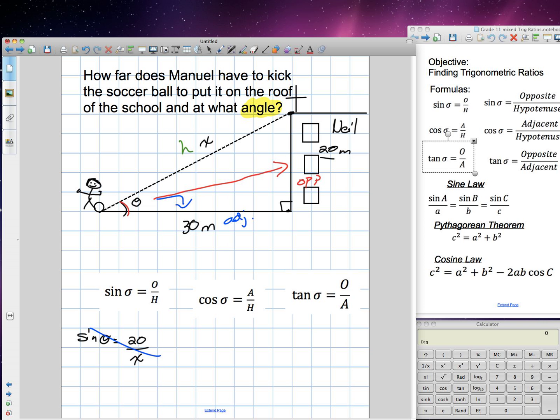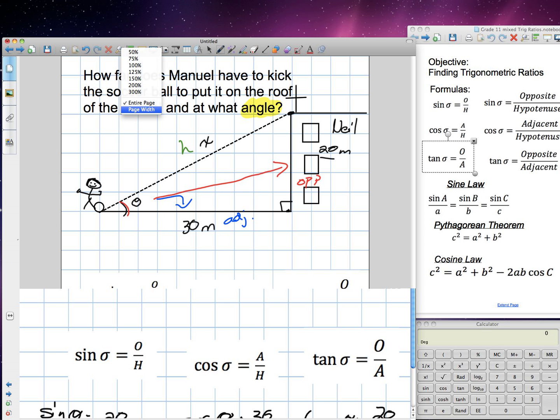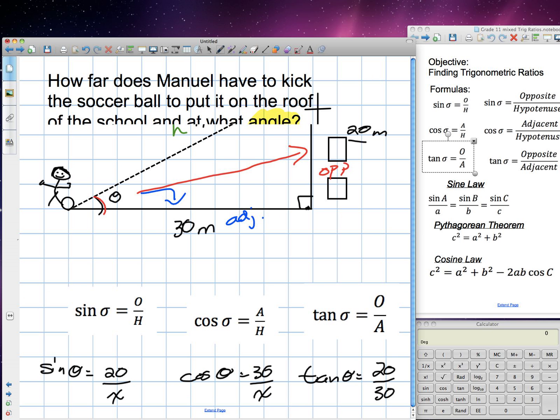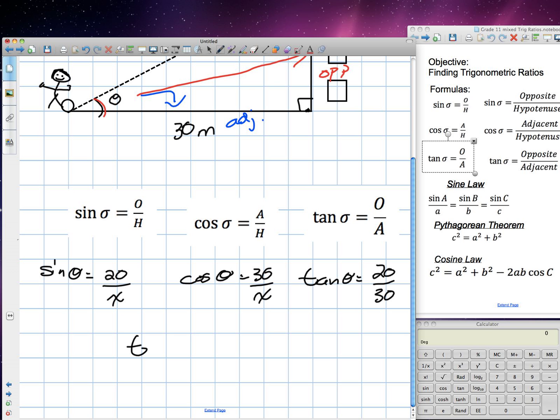Tangent theta is equal to opposite, which is 20, over adjacent, which is 30. This one I can solve. We'll bring this into the forefront here. We're working with tangent theta equals 20 over 30. Now, we're only solving for the variable theta. Many of you guys will go about just equating 2 over 3. Many of you will end up doing this.